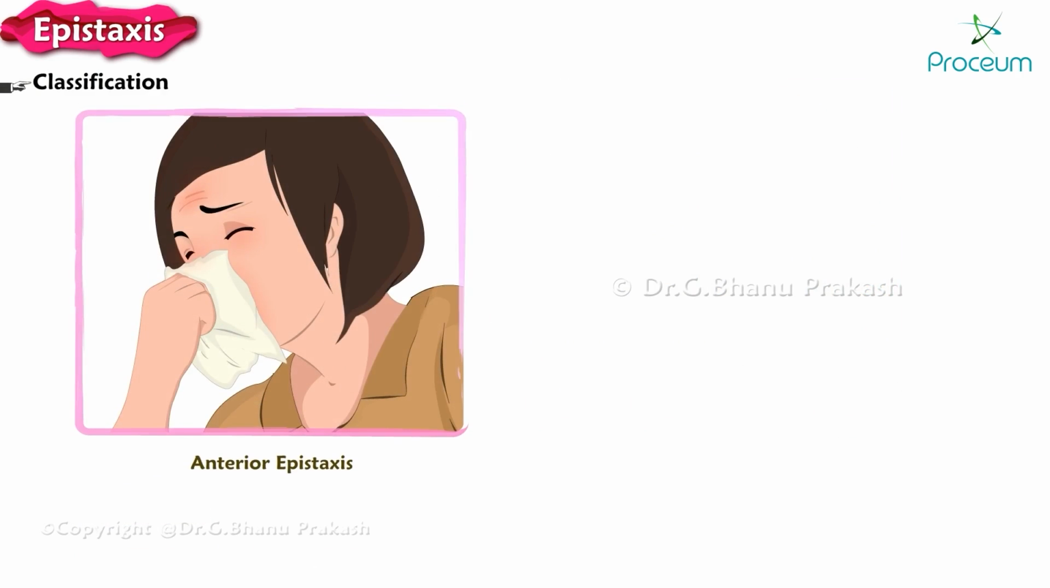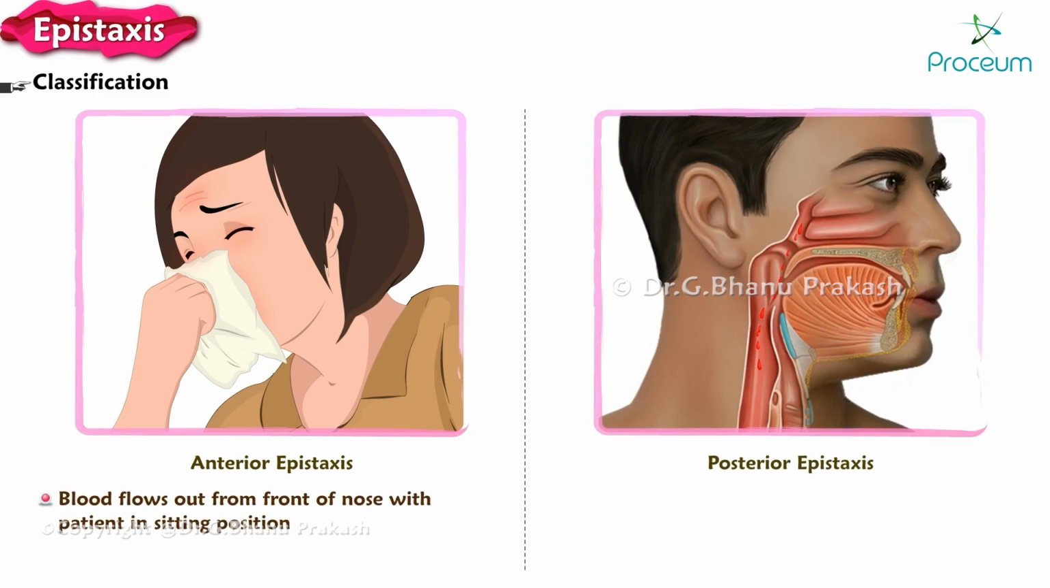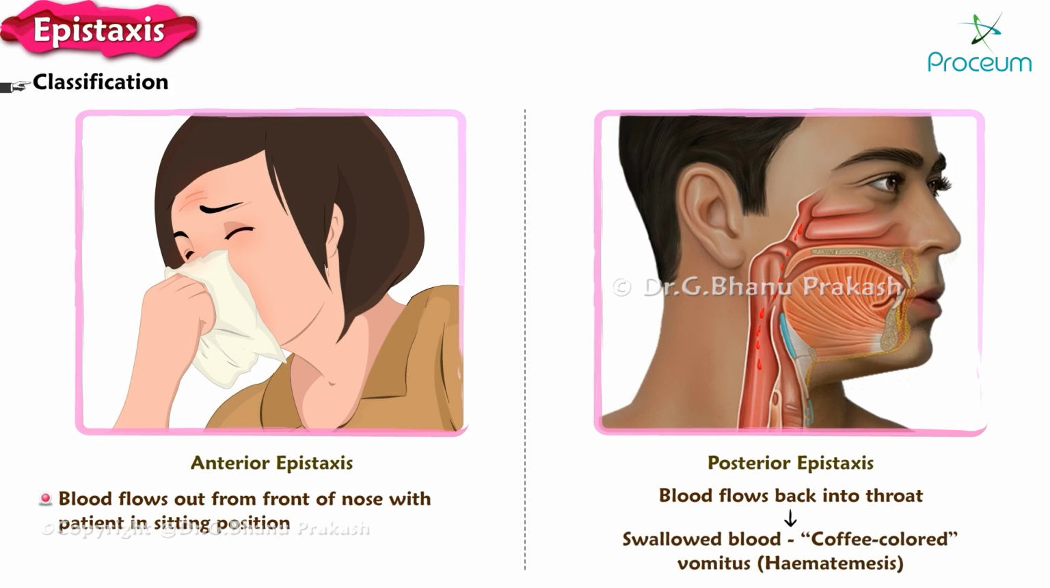Classification of epistaxis. Anterior epistaxis: when blood flows out from the front of the nose with the patient in a sitting position. Posterior epistaxis: mainly, the blood flows back into the throat. Patient may swallow it and later have coffee-colored vomitus. This may erroneously be diagnosed as hematemesis. The differences between the two types of epistaxis are tabulated here.